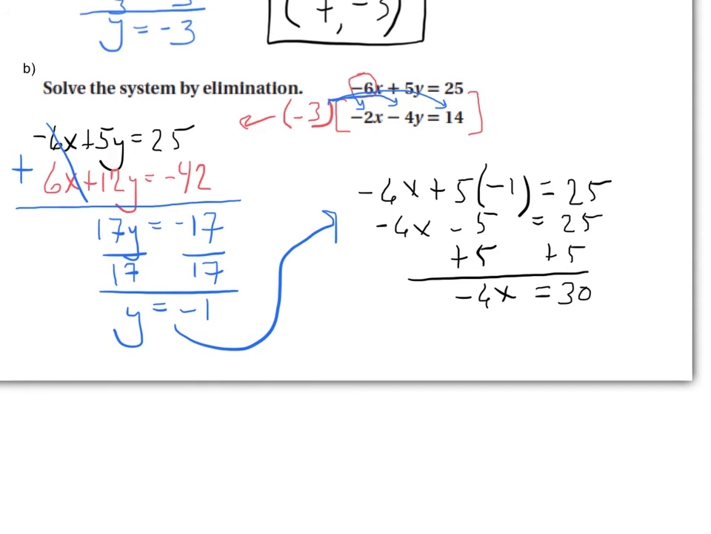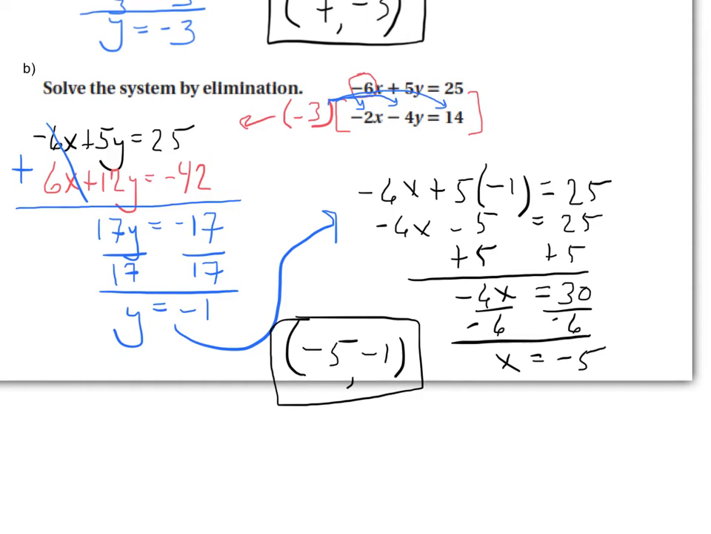Negative 6x. Divide by negative 6. x equals negative 5. So again, you should show the check. I'm not going to show the check on this one just for time and for space here. You should show the check, but our solution becomes negative 5, comma, negative 1.